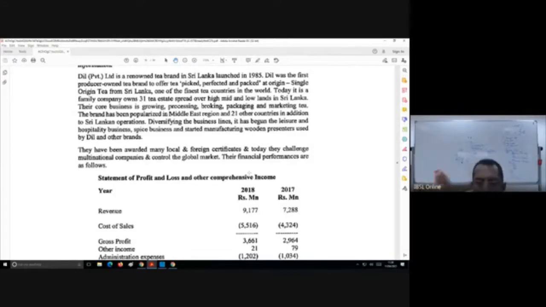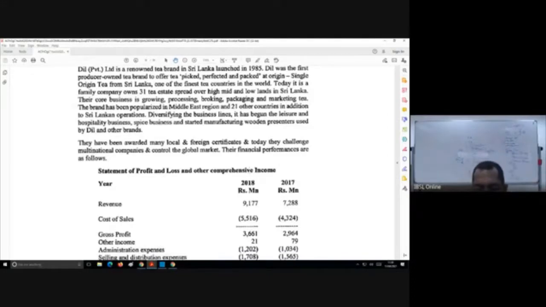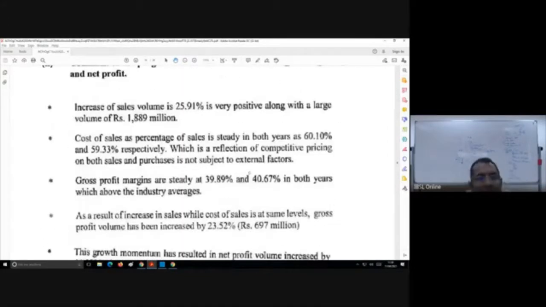In absolute terms, it has increased by almost 2 billion, 1.9 billion. So you have to write that. If you know the reason why it has gone up, you have to comment on that as well. Right? Look at this. The increase of sales volume is 25.91 percent, which is very positive, along with the large volume increase of 1.9 billion. Tell the growth, tell the volume, the absolute growth as well.